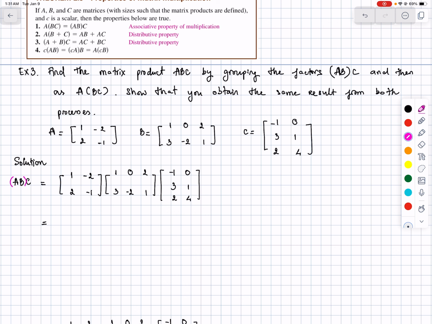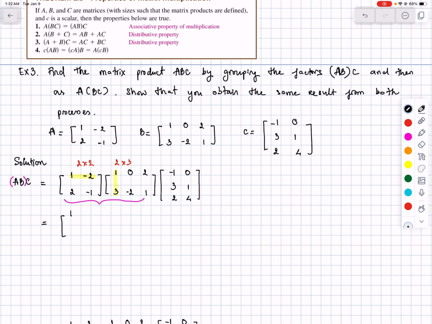So now we want to multiply the first one and the second one. We notice that we have a 2 by 2 matrix for the first one, and we have a 2 by 3. Then the 2s cancel out, so we should get a 2 by 3 matrix. Okay, so what we do is we will multiply this and this.